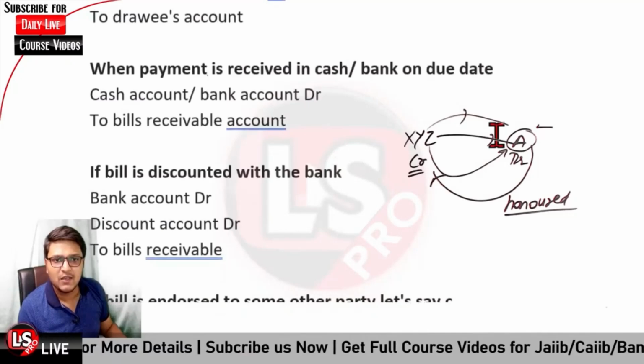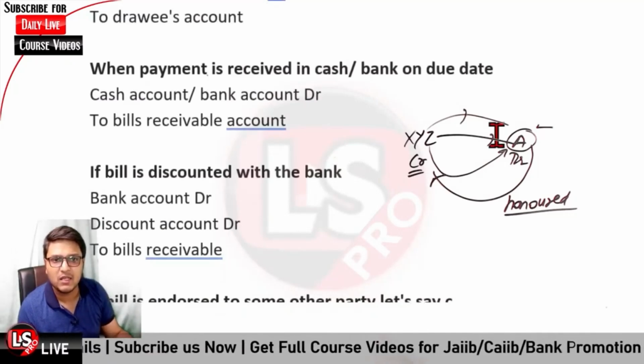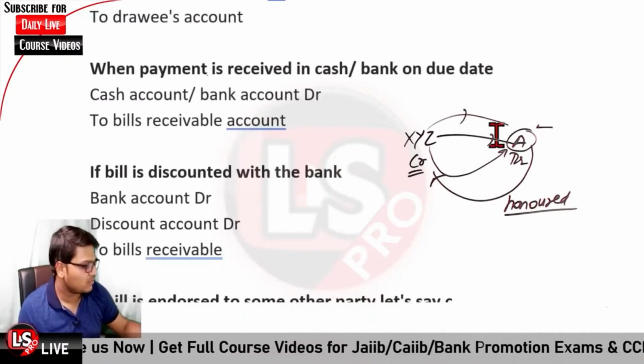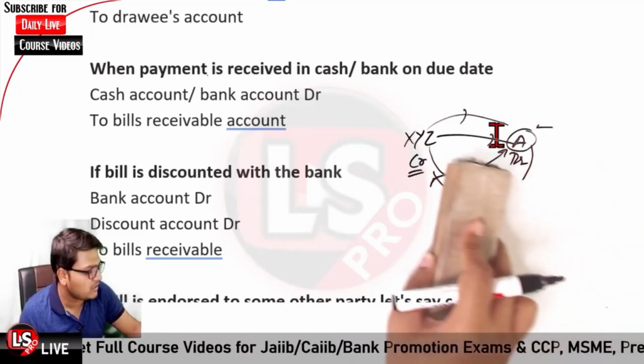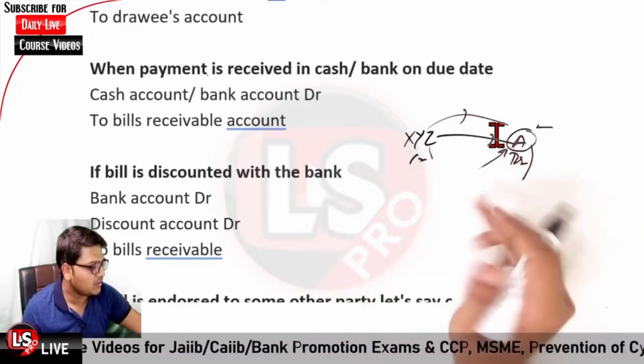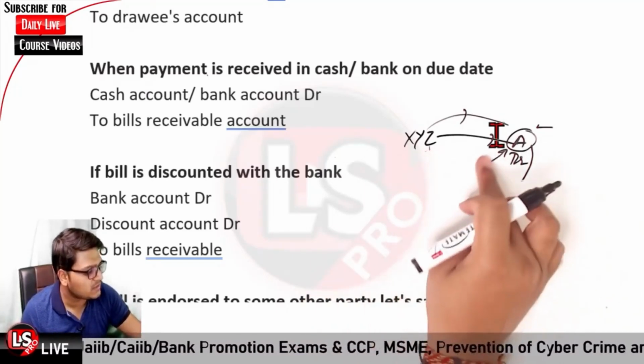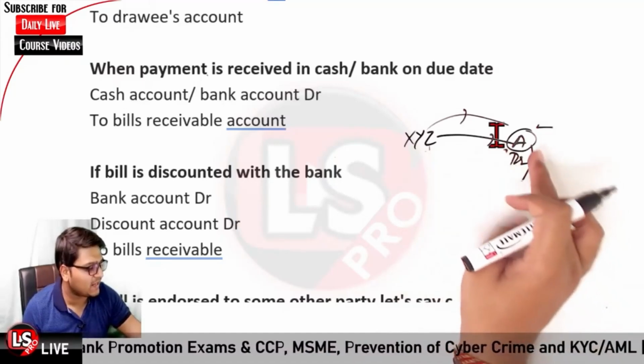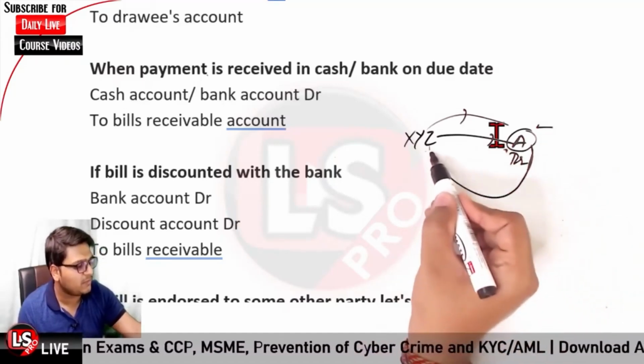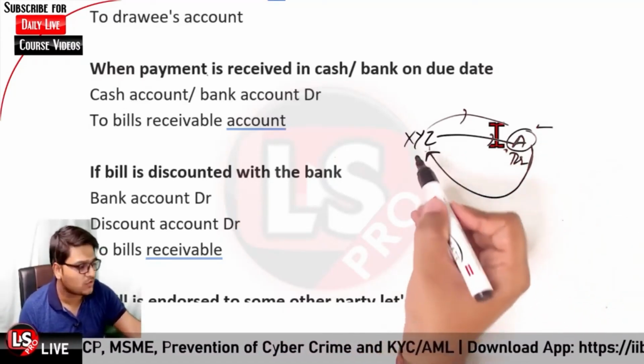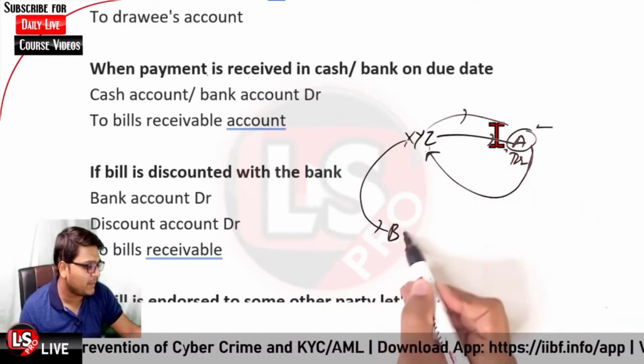Now it is a case when the bill is discounted with the bank. Now the same scenario is over, that the bill is accepted by A over here and further given back to XYZ, but XYZ wants the liquidity, so XYZ went to the bank over here.